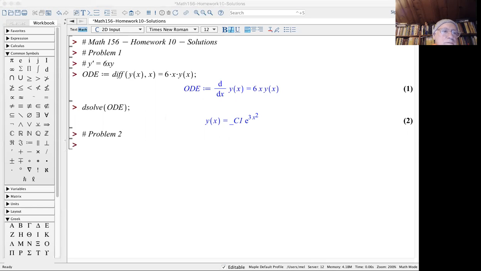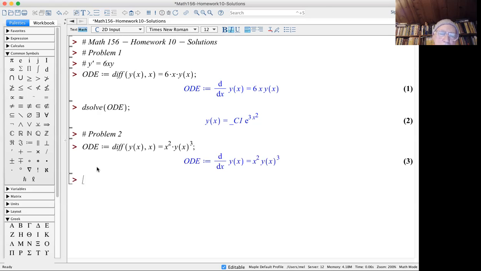In problem 2, the differential equation is y prime equals x squared y cubed. So ODE is equal to derivative of y of x with respect to x equals x squared y cubed. Here y means the function y of x, and that's how we have to write it. Oops. y of x cubed.